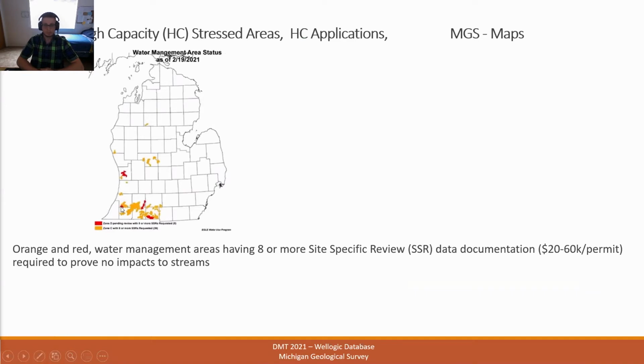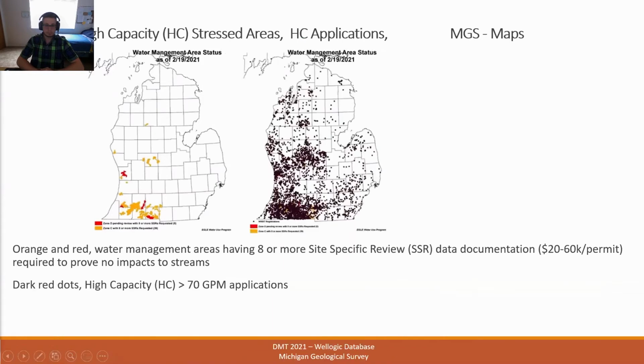It's just something that everybody's accepted. And so then they have to go through what's called a site-specific review, which means geologists go out there, and they spend anywhere from $20,000 to $60,000 to prove that their well is not going to impact the streams in that particular area.